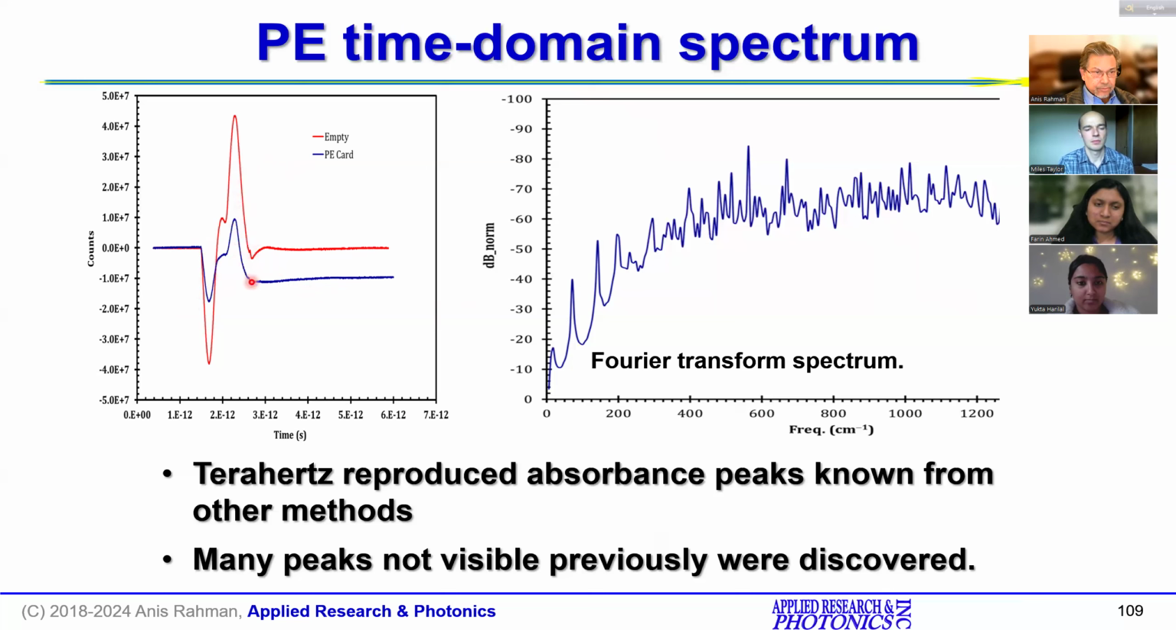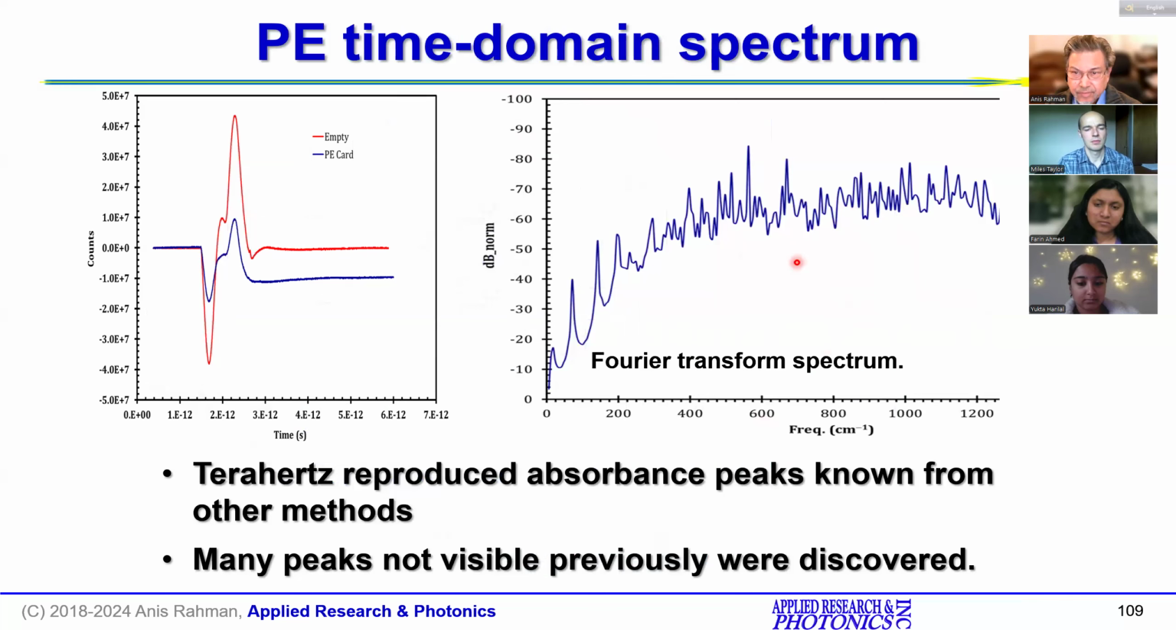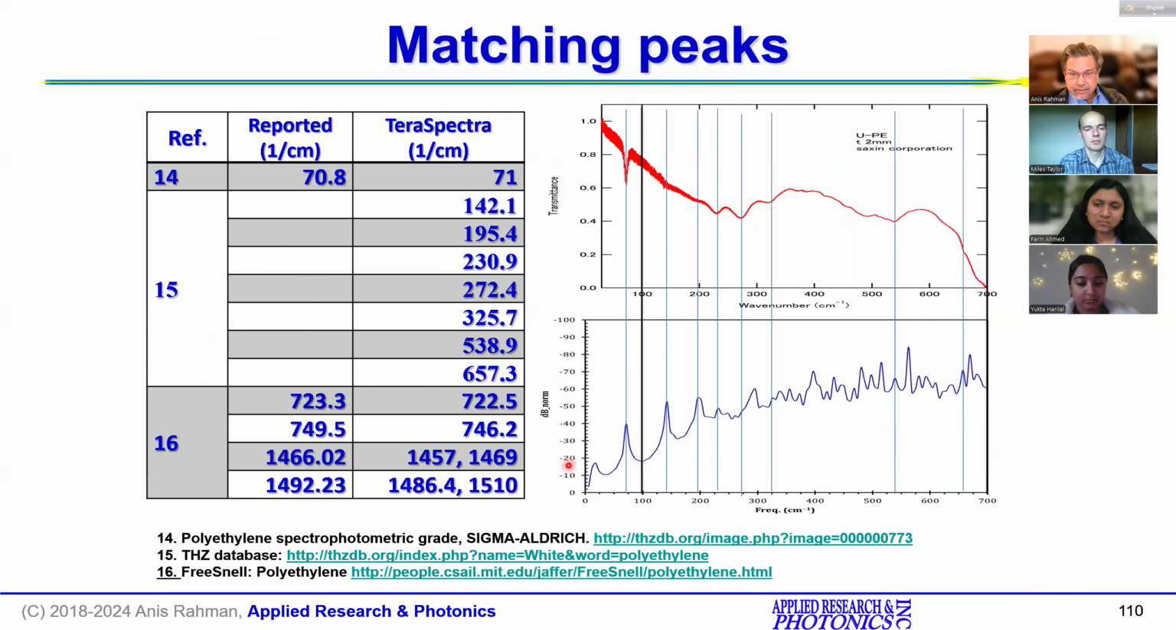And then this blue one is Fourier transformed into the frequency domain. This frequency domain signal is the same as this one. It's just truncated to 700 wave numbers because of that comparison. This is what is available in the literature, the red curve, and there's a reference here, as you can see. So that's why we truncated at 700.